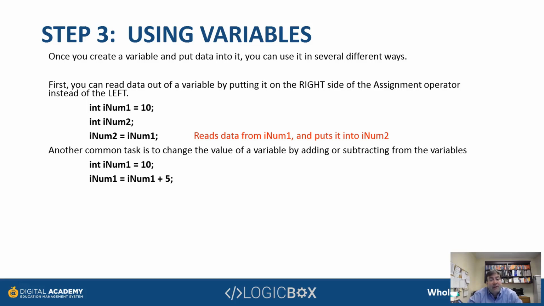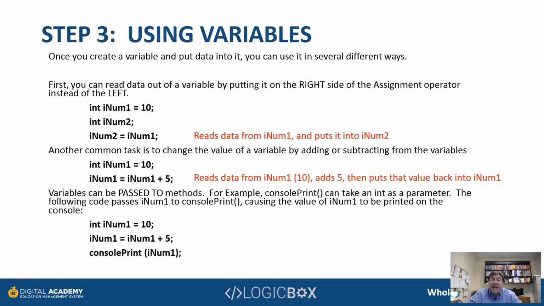The assignment operator is going to evaluate the right side, which means it's going to read the value out of iNum1, which is 10. It's going to add 5, and then it's going to take that and put it back into iNum1. So it'll read 10, add 5, that's 15, and put it back into iNum1. The value of iNum1 after that code runs is 15.